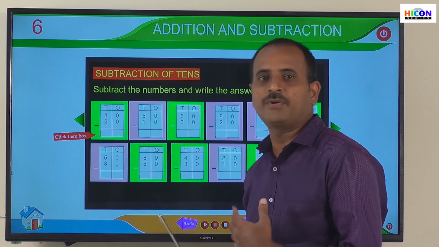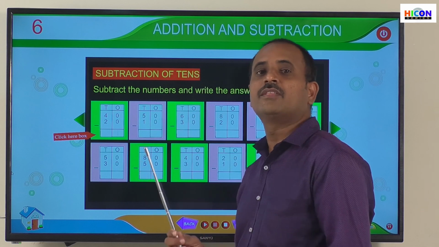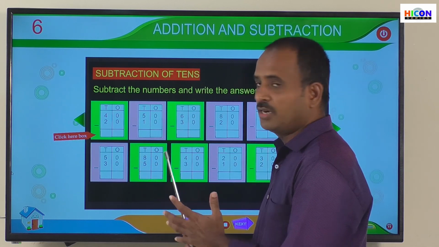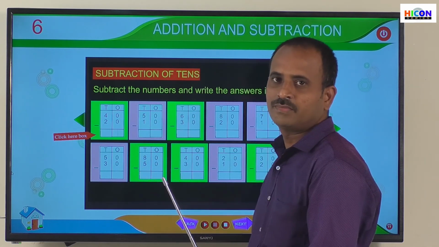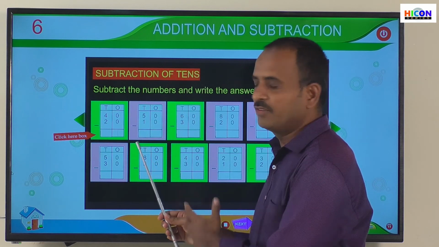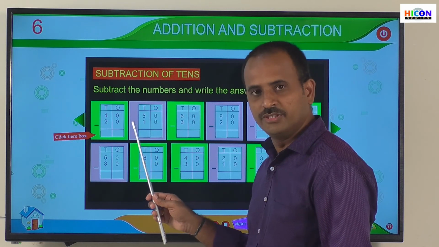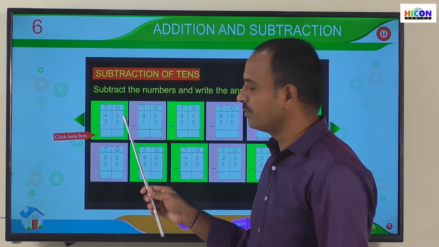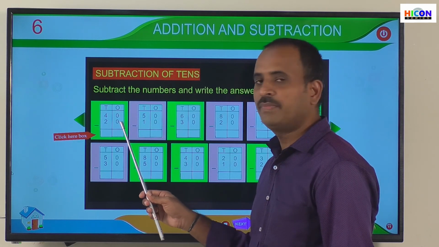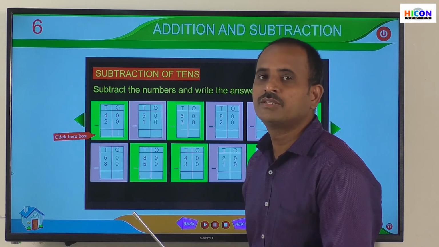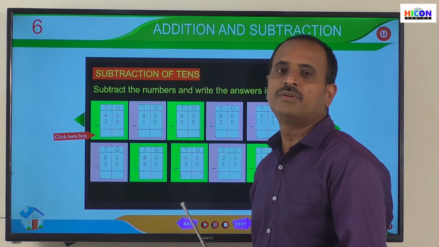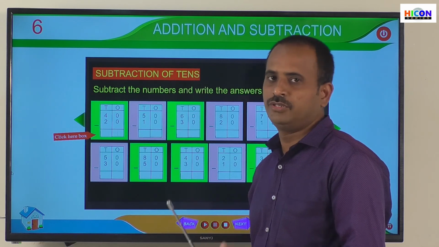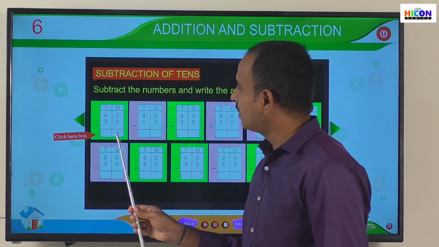So now same process as we explained in the previous example. Start subtraction from the ones place. What are the digits present in ones place? 0 and 0. So subtract 0 from 0. That is 0 minus 0. If you subtract 0 from 0, again we will get 0. So write 0 under ones place.